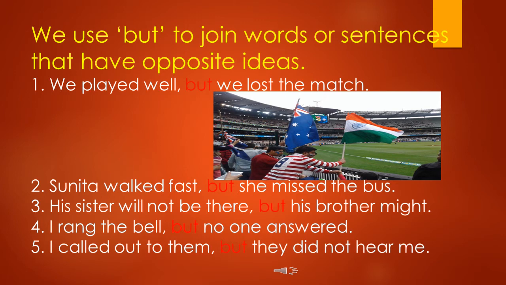So we played well, so we should have won the match, but we lost the match. That means we are talking about two different ideas. Example number 2, Sunita walked fast but she missed the train. So here this is also an opposite idea. Sunita walked fast, so she should not have missed the bus, but she missed the bus. So these are opposite ideas.